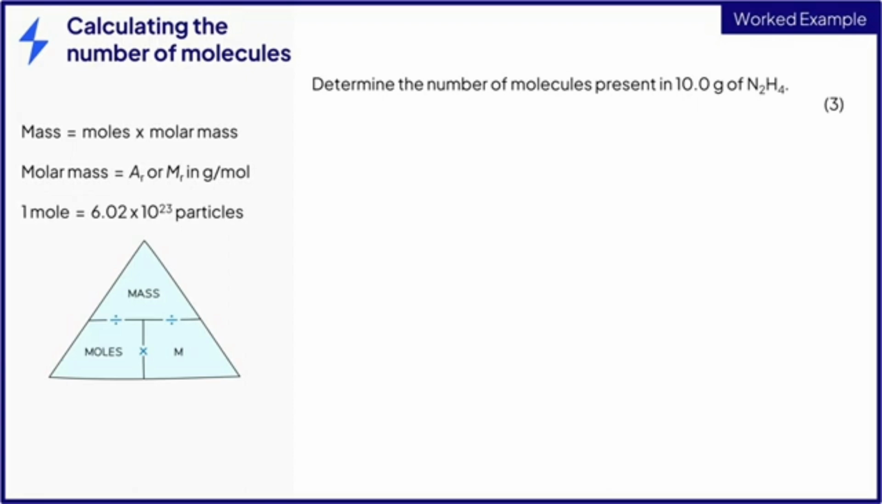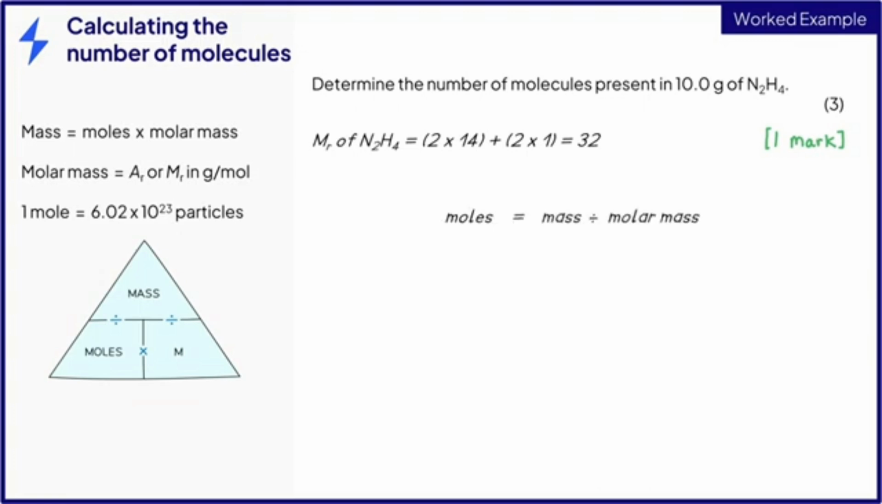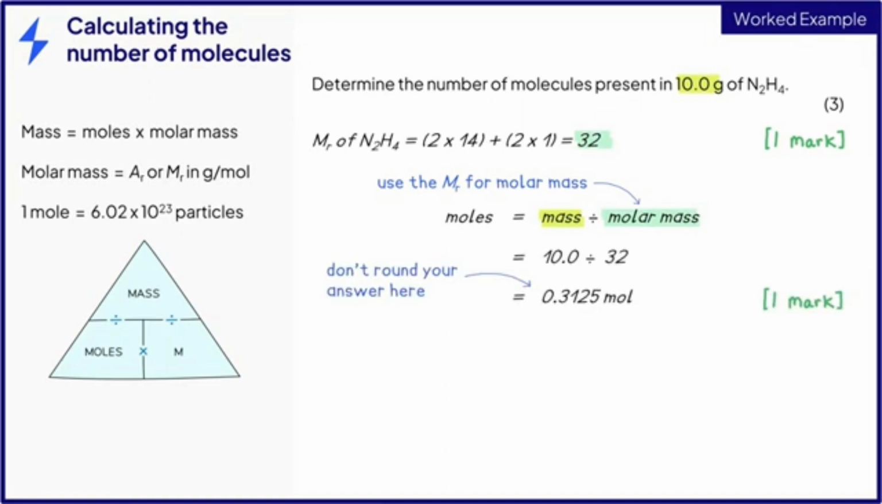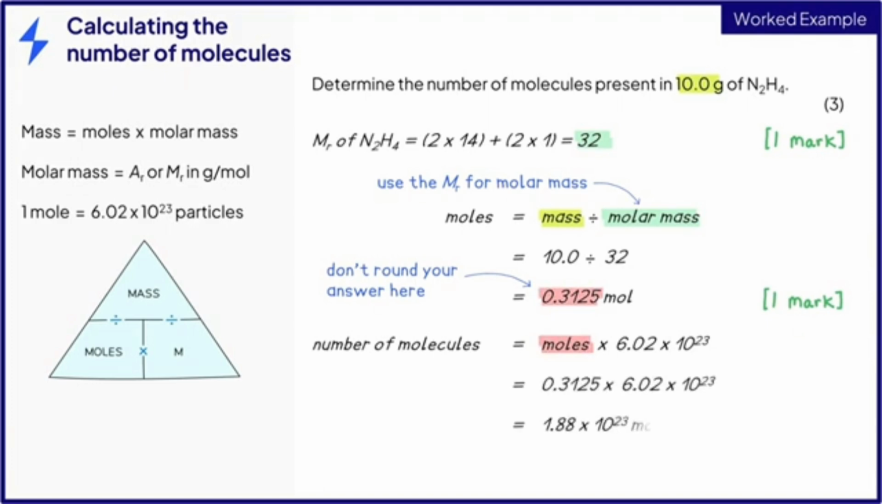In this final example, you are asked to calculate the number of molecules in 10 grams of a substance. To find out the number of molecules, we must first work out how many moles there are. So start off, as we have done in previous questions, by calculating the relative formula mass. Write down the equation to find the number of moles. Substitute in the values for the mass and molar mass using the relative formula mass that we've just calculated. This is not your final answer, so don't round the answer at this stage. The number of molecules can be calculated by multiplying the number of moles, which we have just calculated, by Avogadro's constant. This gives us our final answer, which we can now round.